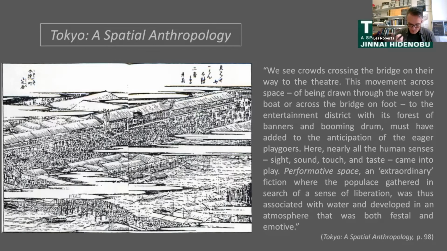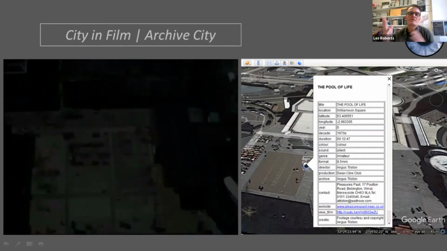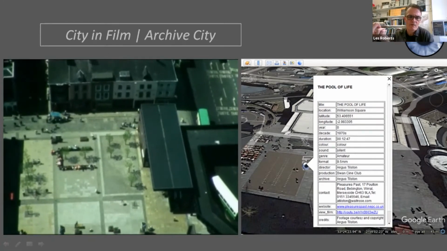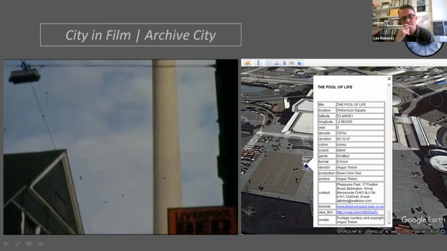So what I came to realize, looking back at this book 20 years on, after I'd started work with others on the City and Film project, is that it's very similar to what we were doing on the City and Film project. Well, similar in some ways, but very different in others, obviously. Here's just another of the paintings. This is Hiroshige. You get a clearer view in that one. But yeah, this is where the term spatial anthropology, what I took from Jinai and his work on Tokyo, seemed to make sense.